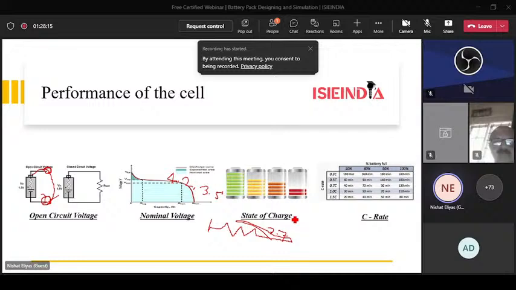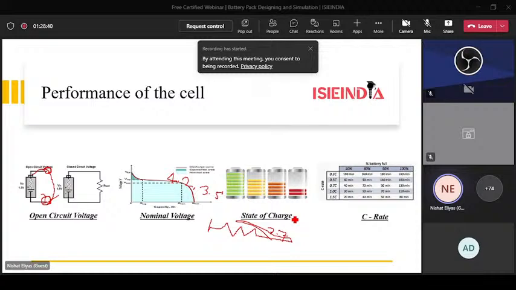Sir, can you explain the nominal voltage once more? Nominal voltage is like, let us suppose that you have a cell of Panasonic. Let us suppose that it is rated with a nominal voltage of 3.7.